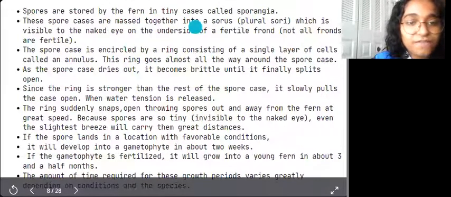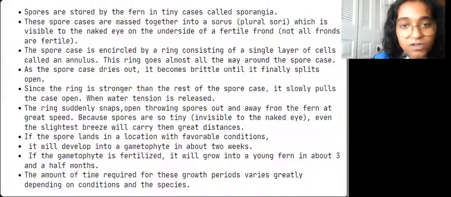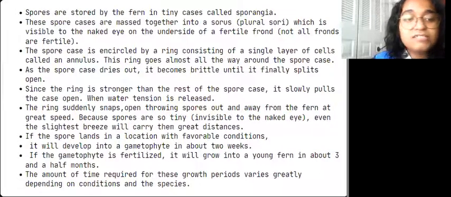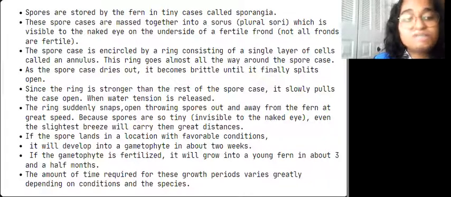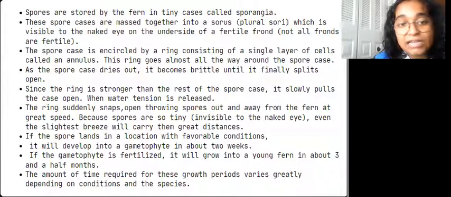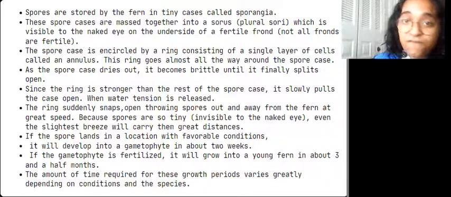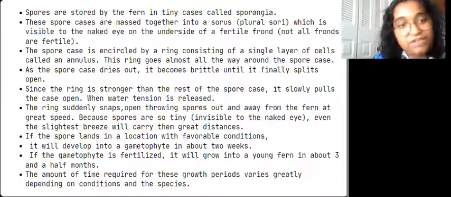Spores are stored by the fern in tiny cases called sporangia. These spore cases are massed together into sori, which are visible to the naked eye on the underside of the fertile frond. Not all fronds are fertile, but some fronds are fertile.